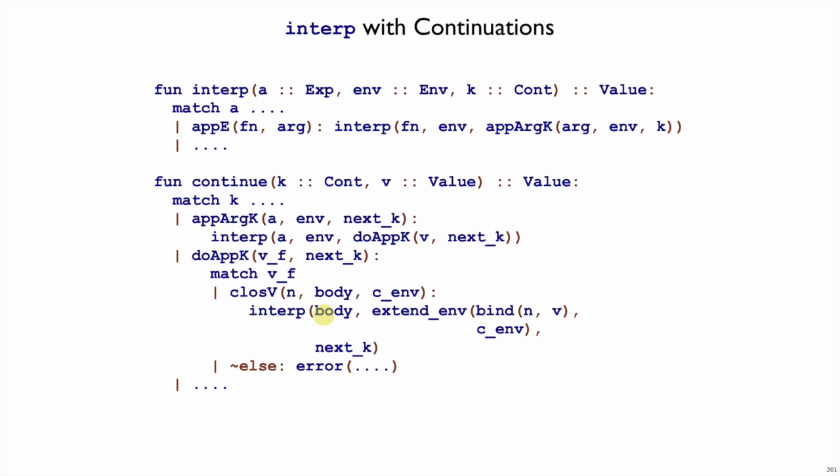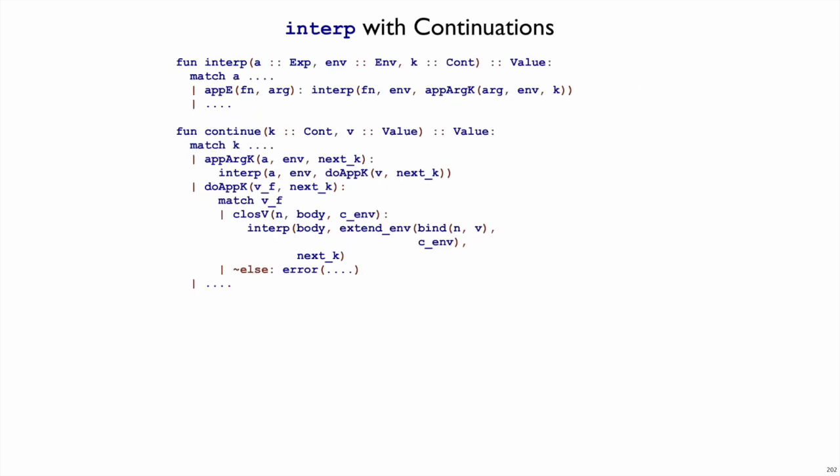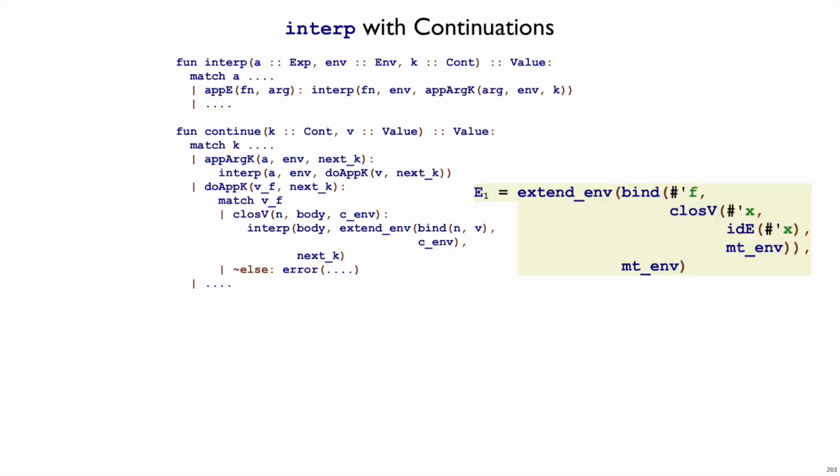When we interpret the body, though, what do we have to do after that? It turns out there's nothing new to do. Whoever is waiting for the result of the function call can be said to be waiting for the result of the body expression. So we just use that same continuation that was remembered at the end of appk or appargk, which was the continuation originally passed in when we started applying the function. So one more time, the continuation for calling a function is also the continuation for interpreting the body of the called function. We can see how this plays out in an example.